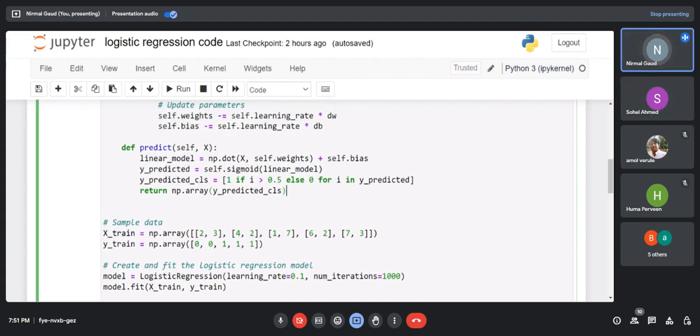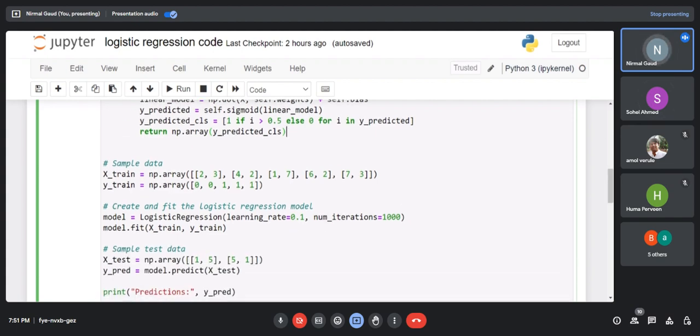Okay, I'm not sure what the prediction 1 0 means. See, these are binary values, 0 and 1. 1 stands for positive, 0 stands for negative, that's it. It's a binary classification. This is a binary class, that means your input is 2 3, output is 0. If your input is 4 2, output is 0. If your input is 1 7, output is 1. So these are the outputs. The prediction is of the data 1 5 or 5 1.